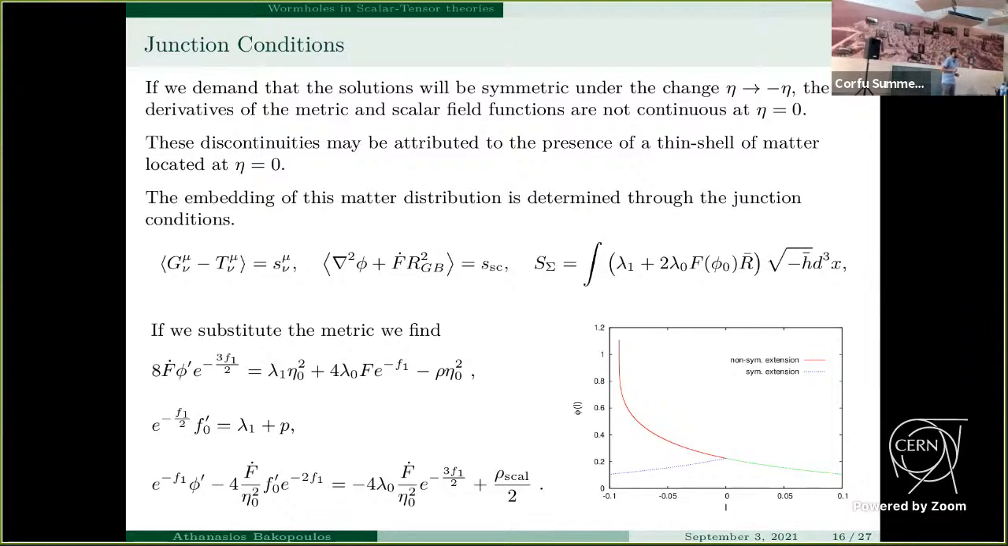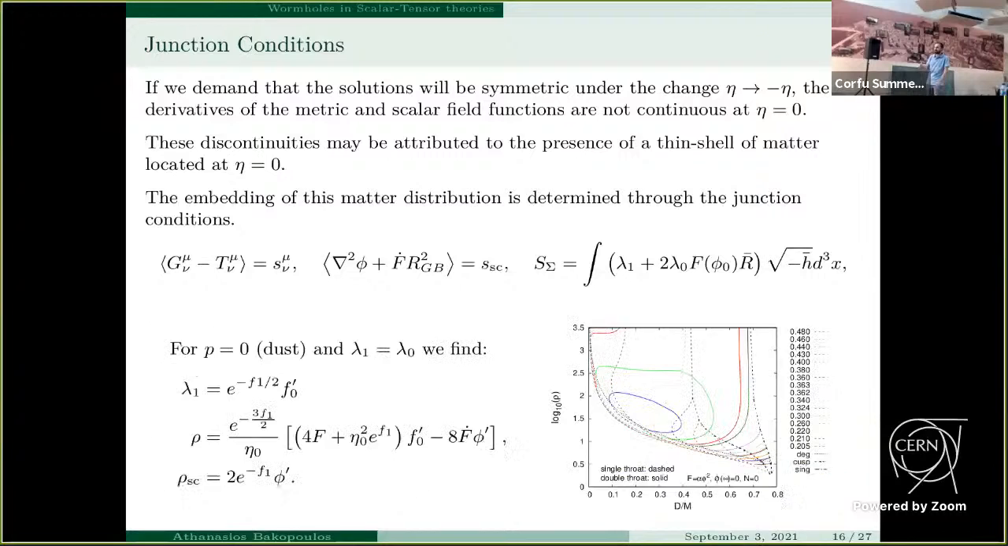Z2 symmetry. In the first case, we find singular solutions, so we impose the Z2 symmetry, but now the solutions are not continuous at theta equals 0. This might be a throat or an equator. So we have to place a thin shell of matter around this region and impose junction conditions.